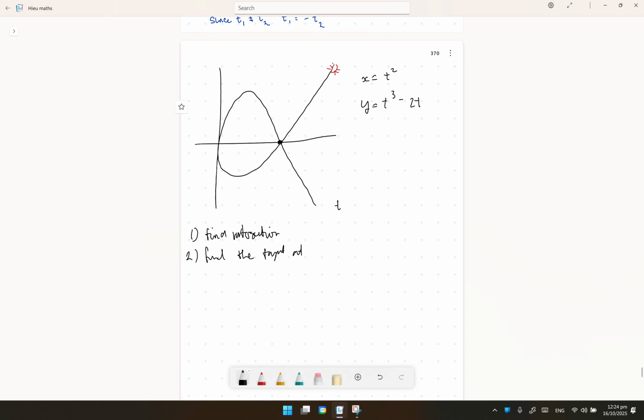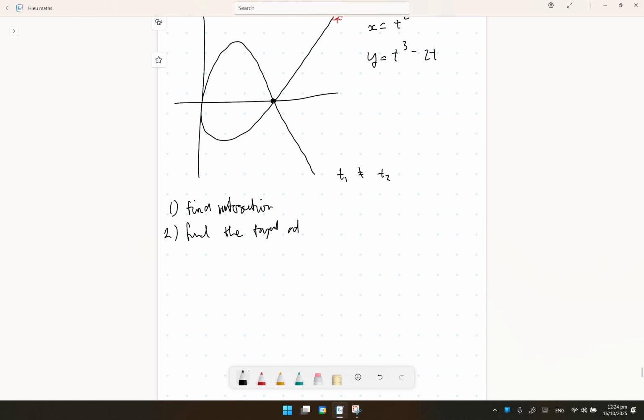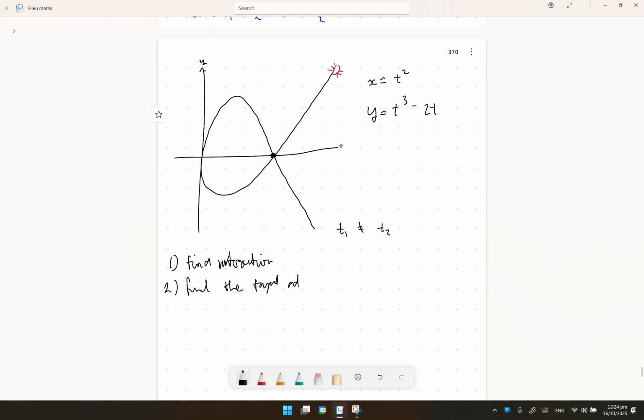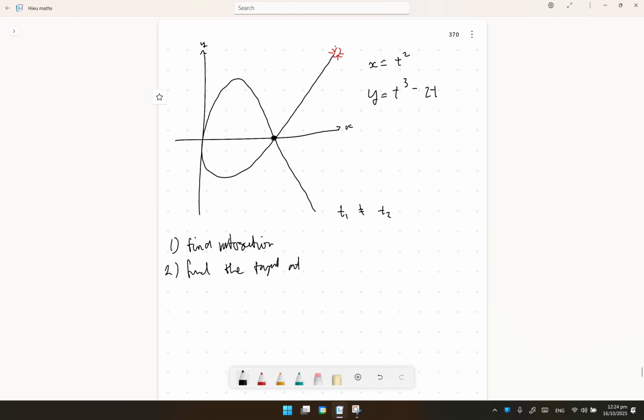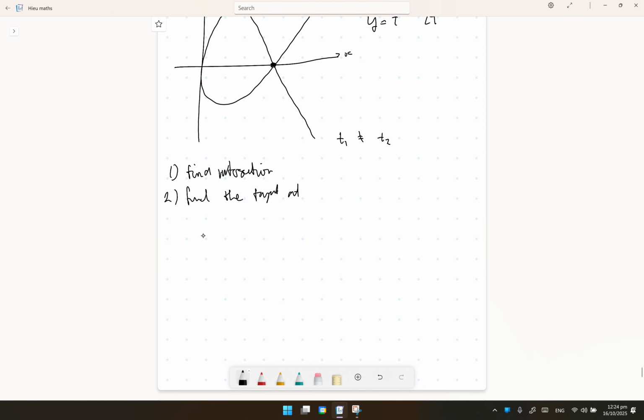Therefore, there's going to be a time 1 when it crosses this first, and a time 2. And the question demands that time 1 is not equal to time 2. So how are we going to do this? How do we find the intersection? What we have to realize is that this point is where x and y at two different times align perfectly. We have x and y for time 1, and then x and y again for time 2, and even though the times are not the same, x and y are the same.